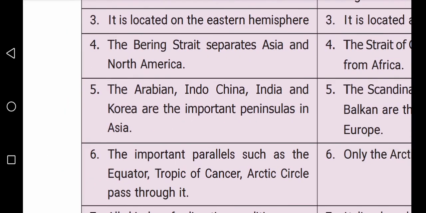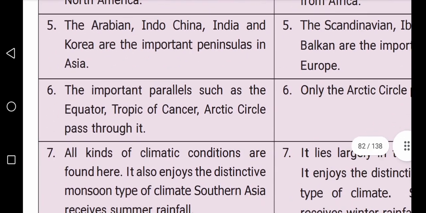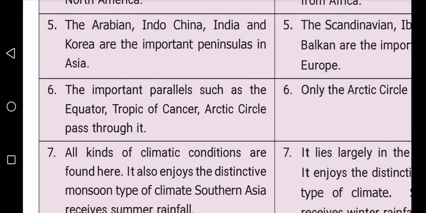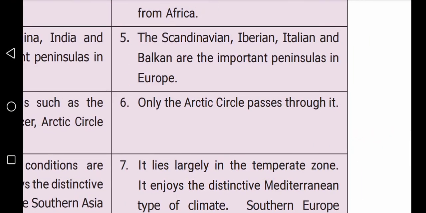Next one, the important parallels such as the equator, Tropic of Cancer, Arctic Circle pass through Asia. In Europe, only the Arctic Circle passes through it. Next one, all kinds of climatic conditions are found in Asia. It also enjoys the distinctive monsoon type of climate. Southern Asia receives summer rainfall. Europe lies largely in the temperate zone.